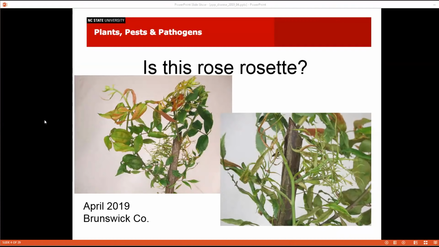I don't know if the Brunswick folks are there. They said that they shovel pruned this, but wanted to know what the problem was. So I'm going to ask you that question, and we'll go with a yes, no poll here. Put in your votes as to whether you think this is rose rosette or not.